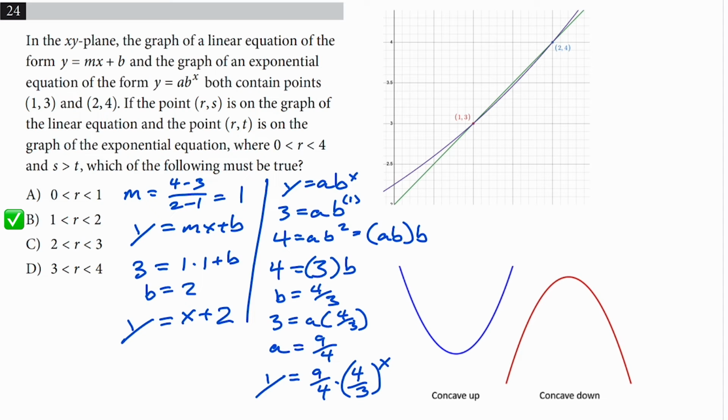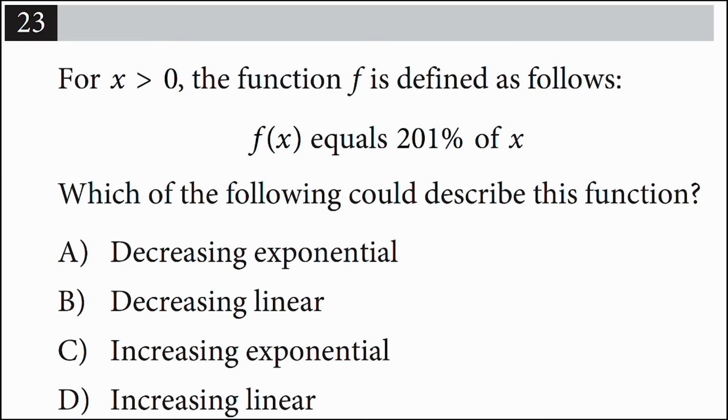For x greater than 0, the function f is defined as f of x equals 201% of x. Which of the following could describe this function? Now this is tricky because when we see a percentage sign in a function, we typically think exponential equation. But in this case, the question doesn't say as x increases by 1, f of x increases by 201%. It says that f of x is equal to 2.01x, which is an increasing linear function.